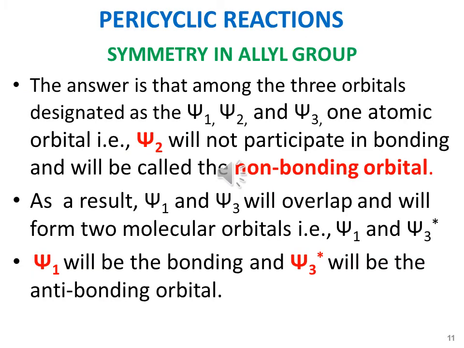So the question was, how will you divide the 3 molecular orbitals equally into anti-bonding and bonding molecular orbitals. The answer is that among the 3 orbitals designated as psi1, psi2 and psi3, one orbital, that is psi2, will not participate in bonding, and hence it will be called the non-bonding orbital. Now the 2 atomic orbitals are overlapping, and hence they will produce 2 molecular orbitals: psi1 will be the bonding molecular orbital and psi3 star will be the anti-bonding molecular orbital.